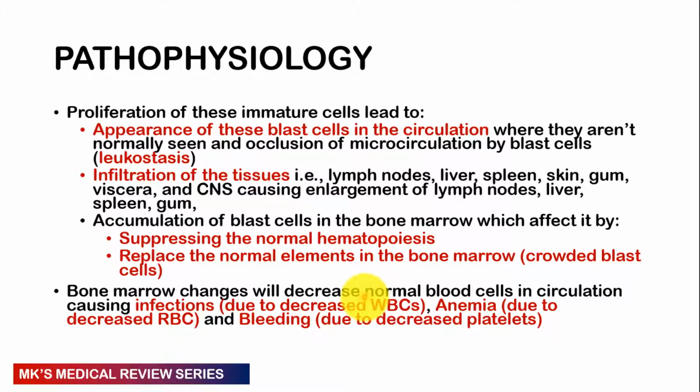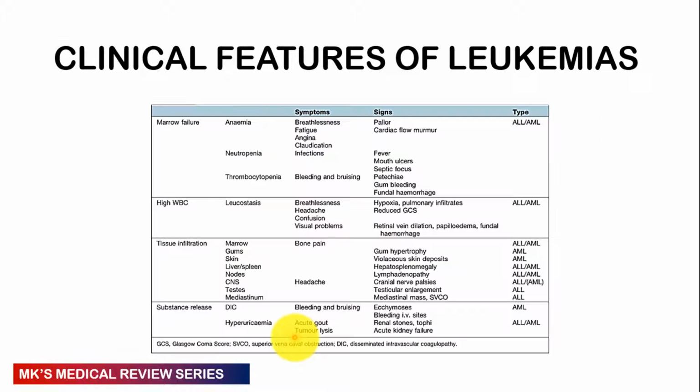Now, because the bone marrow is not able to synthesize the cells normally as it's supposed to, what are we expecting to find? We're expecting a decrease in white blood cell count. So this may predispose an individual to infections. We are expecting a decrease in the red blood cell count. This may point towards an anemia, or this patient will have an anemia. We're also going to see a decrease in the platelets. So this person may have some bleeding tendencies. These are the three common features that we're going to see in patients with acute leukemias.